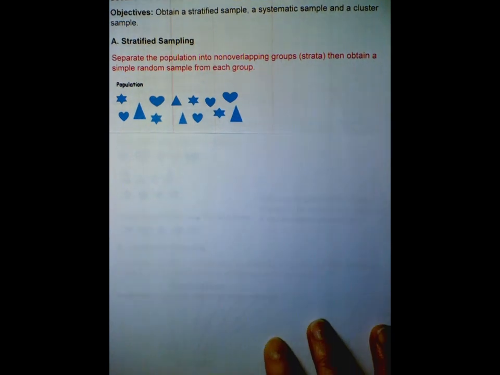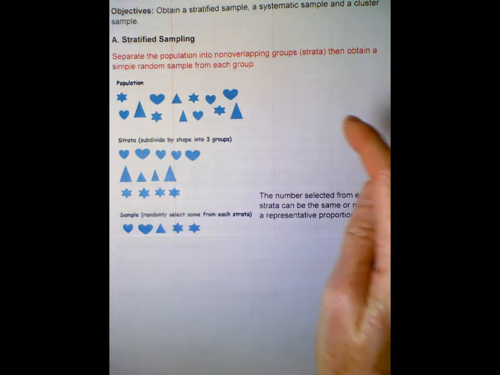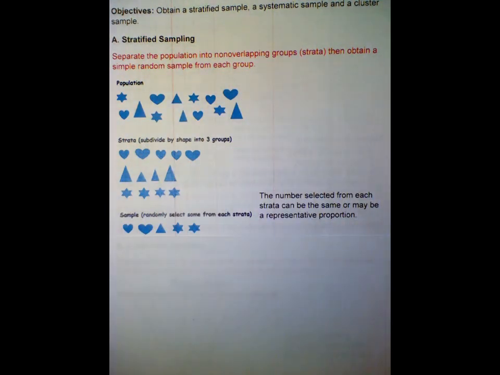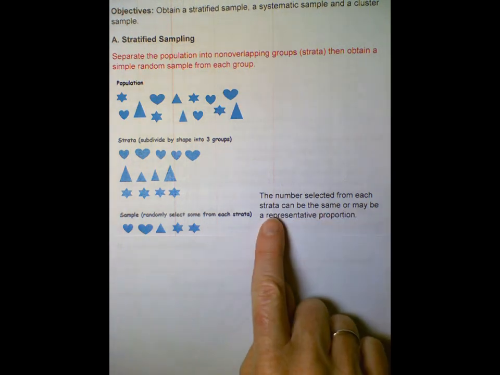So let's look at our visual example here. Here's our population, and they're all the same color, but they vary in shape. So instead of just working with this population, perhaps there'd be a reason we'd want to break it up into shapes. Then we come back and randomly select some from each strata. So we would select some from the hearts, some from the triangles, some from the stars. And the number selected from each strata can be the same, or they may be a representative proportion.